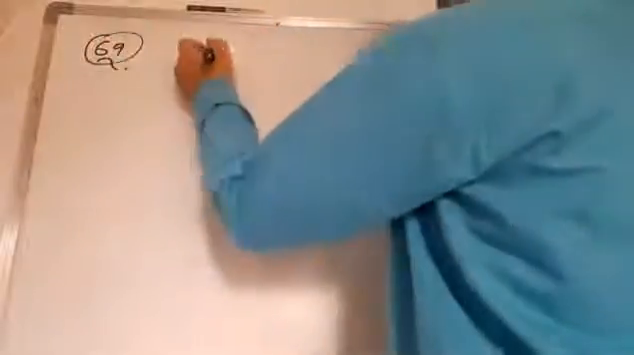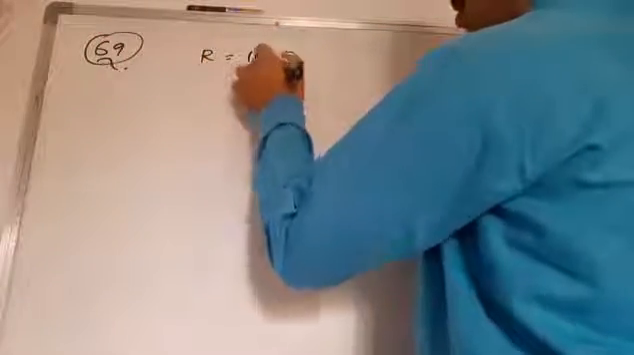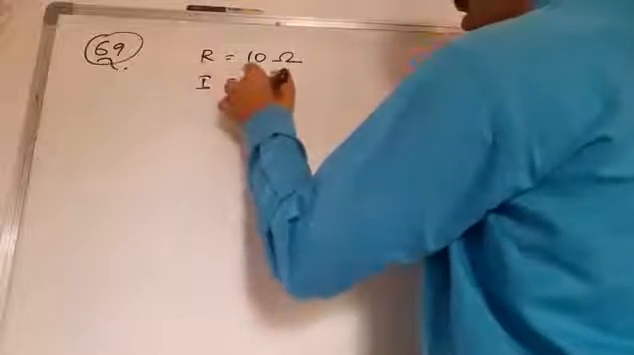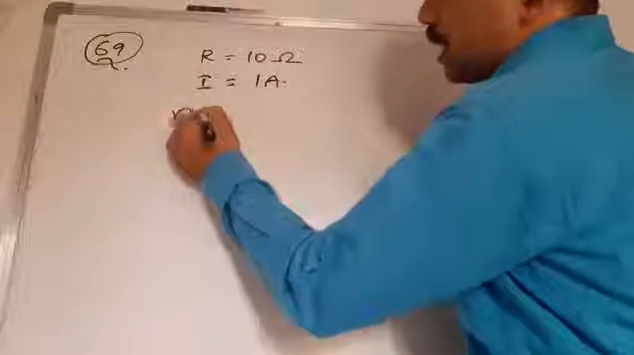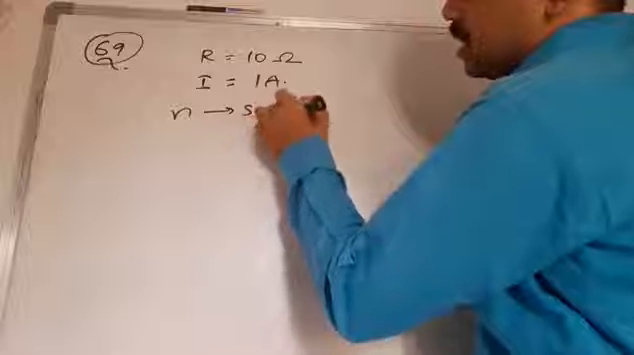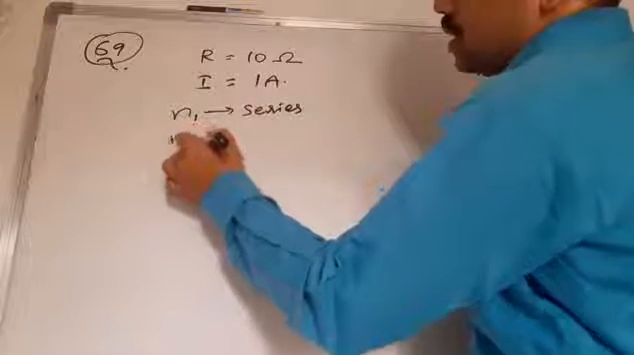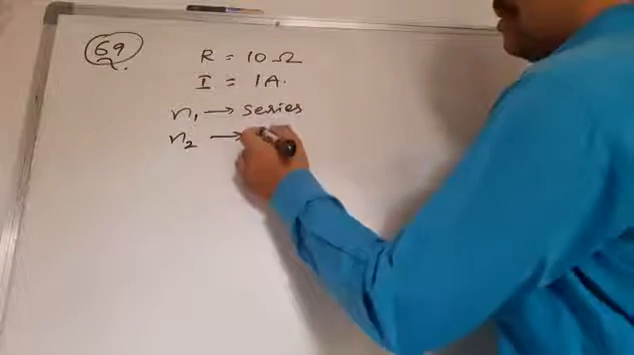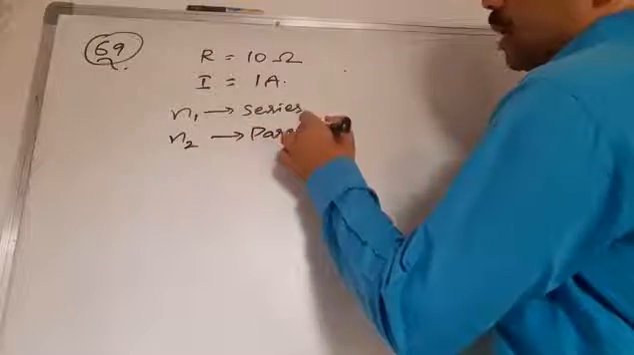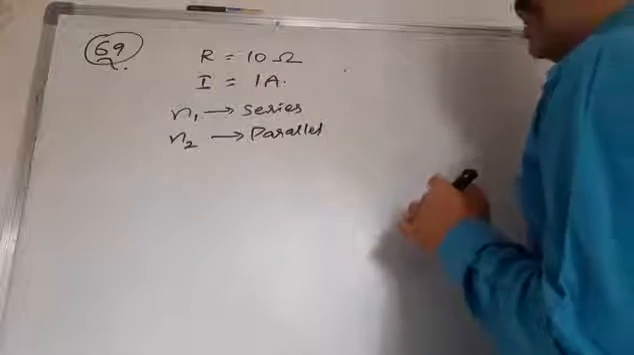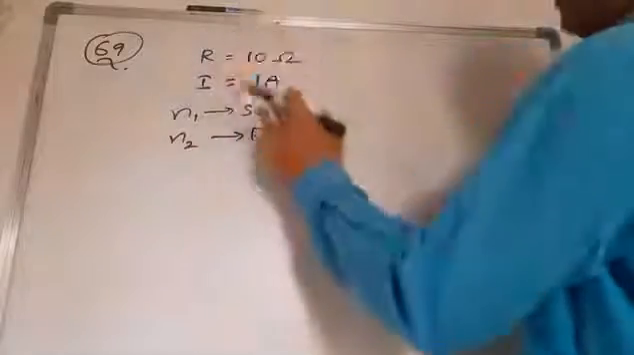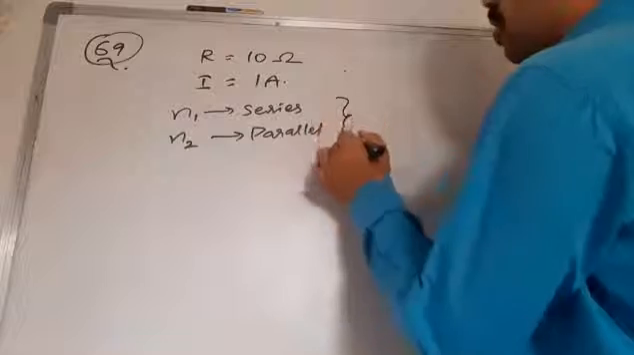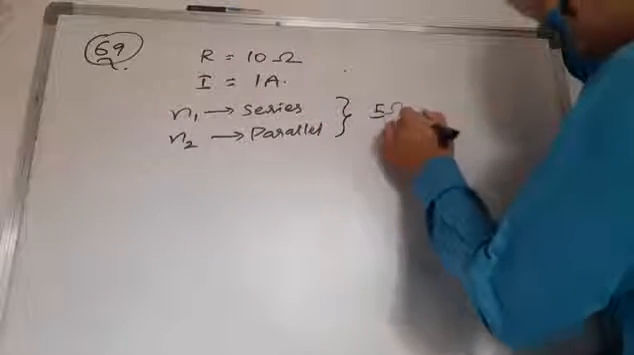Okay, 69th question. What he is asking is, he is given that the resistance is equal to 10 ohms and the current flowing through this resistance is 1 ampere. He is asking how many resistors should be connected in series and how many should be connected in parallel, such that it gives us 5 ohms equivalent resistance.